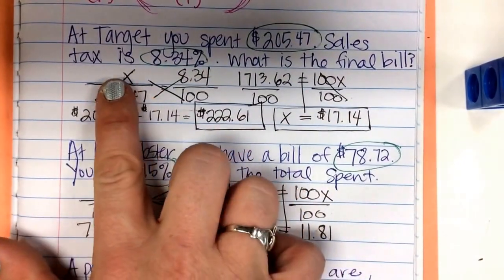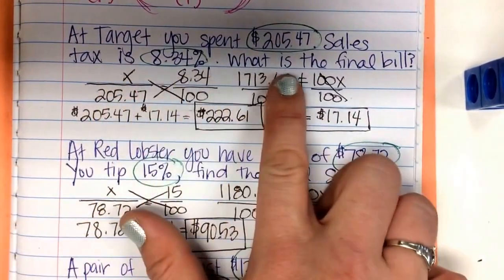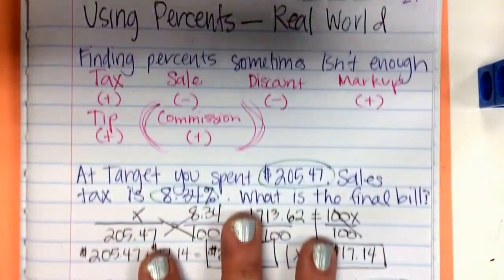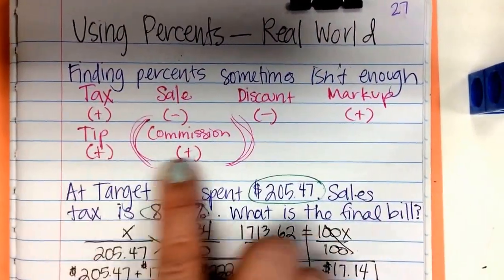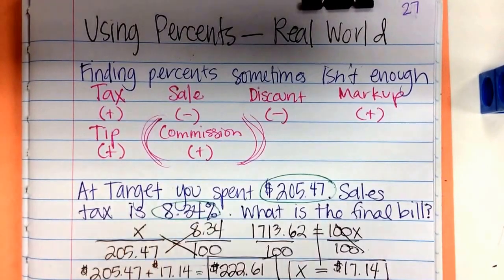So ladies and gentlemen, these are multi-step problems. You set up the proportion, find the answer, and then you either add that answer in or subtract, depending on the type of work.